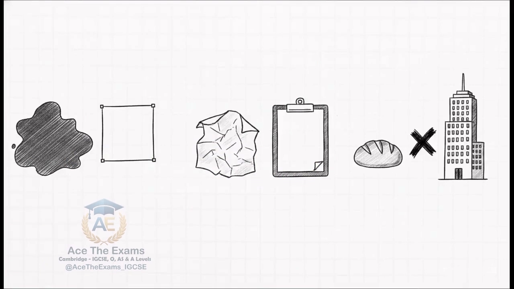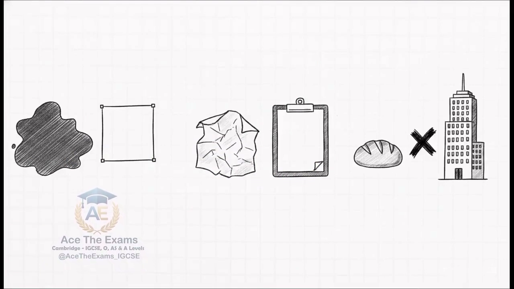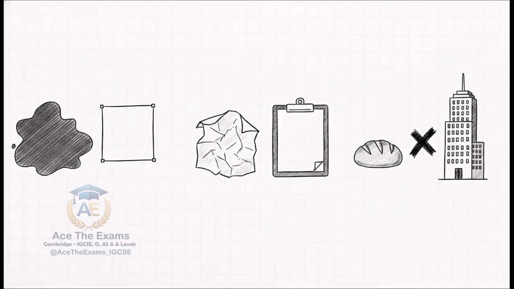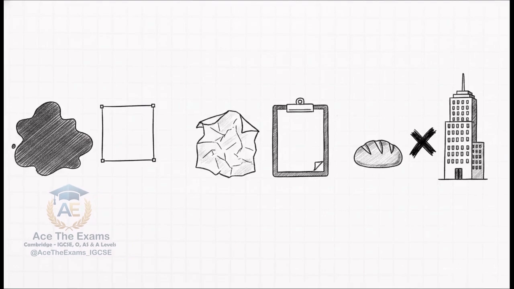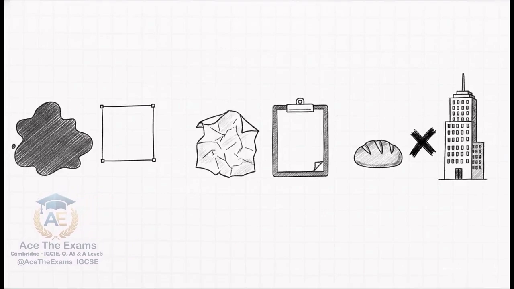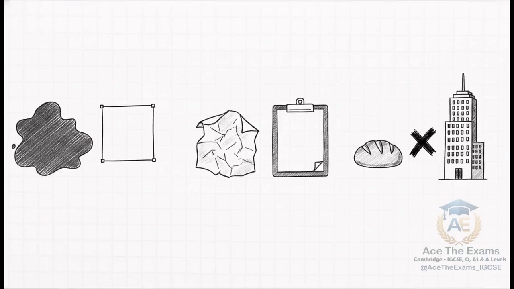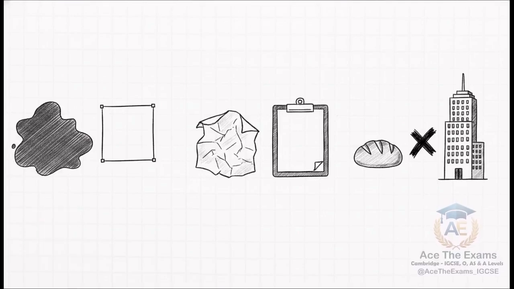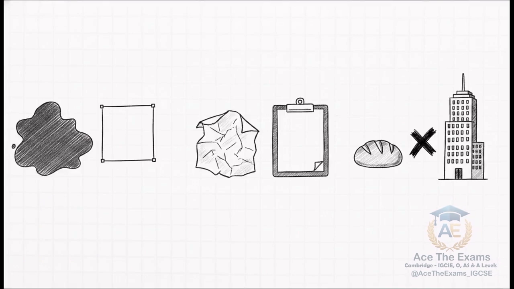So, the crucial point here is to avoid these 3 fatal errors. Never be vague, always double-check your formatting, and ensure your answers are firmly rooted in the specific scenario provided. Let's break them down. Mistake number 1, vague answers. Writing something like, I changed the shape, instead of, I manipulated the corner nodes of the envelope bounding box. The first one gets 0 marks, the second one gets the point.